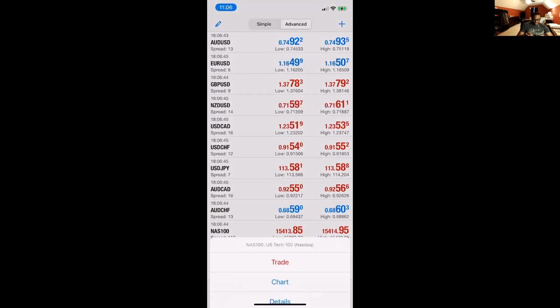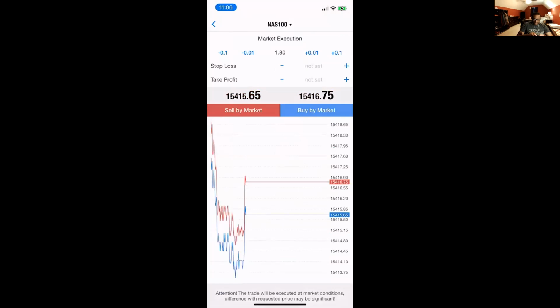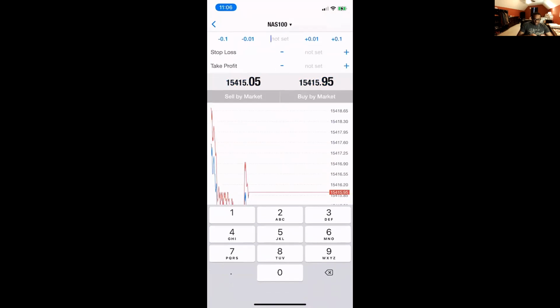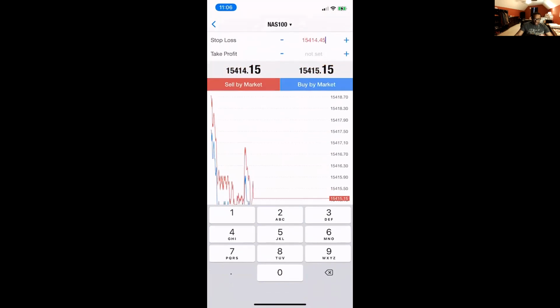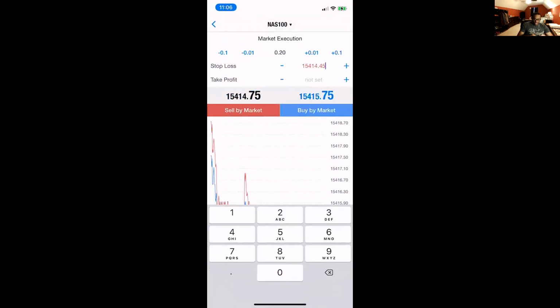All right. So let's hit trade. I'm going to put mine at 0.20. So the stop loss is going to be 154.37.3. Let me know when you have that.